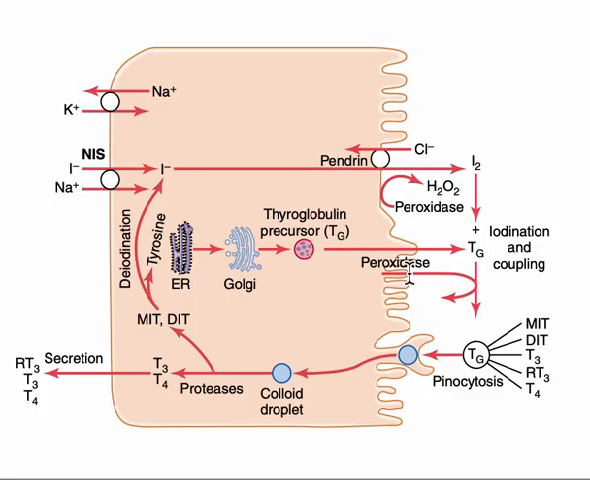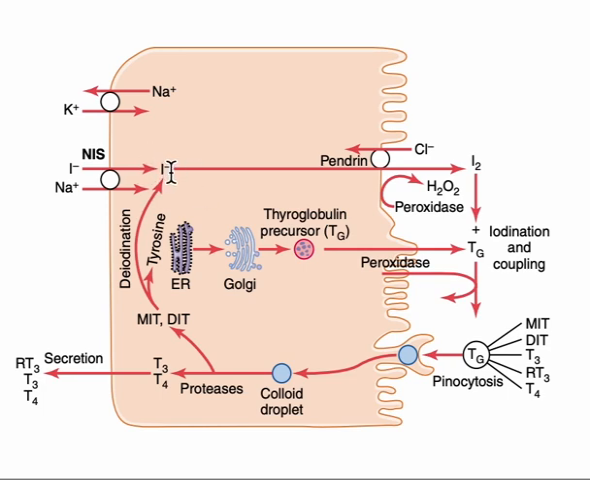Now we will talk about the synthesis of thyroid hormone. As we know, thyroid hormone is synthesized within the thyroid gland, and we have follicles inside the thyroid gland as we have discussed previously. The follicles are lined by cuboidal epithelial cells, and the synthesis of thyroid hormone takes place in these cells. So the first step in the synthesis of thyroid hormone is the transport of iodide from the blood into the thyroid glandular cells, or follicular epithelial cells, which are cuboidal cells.